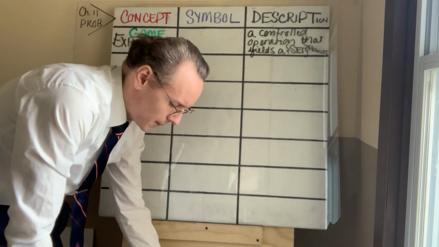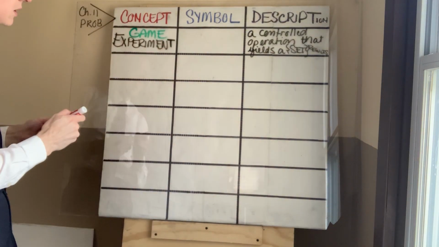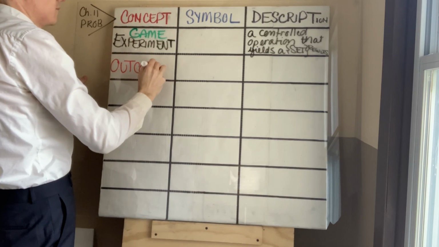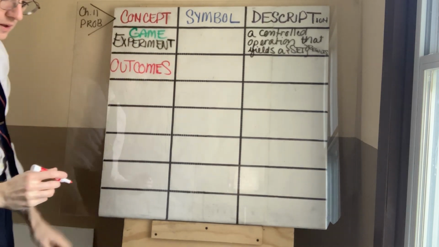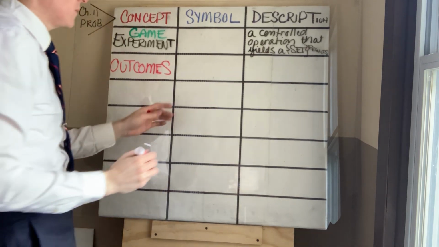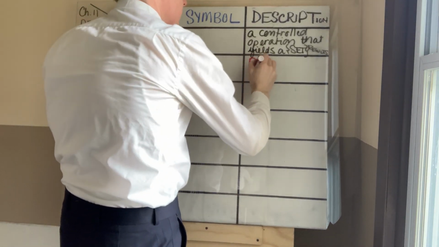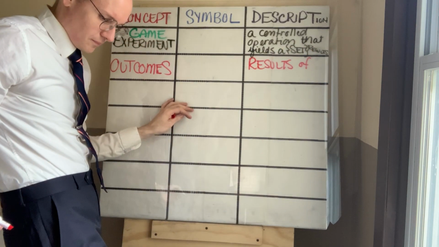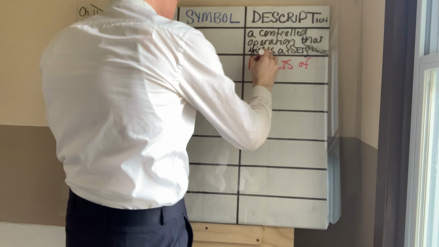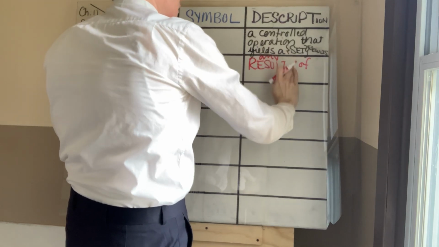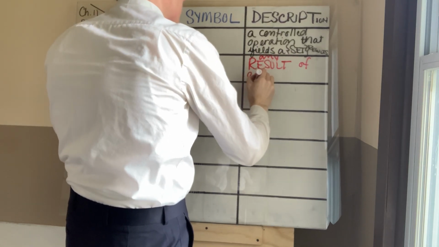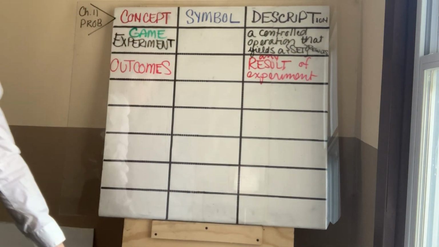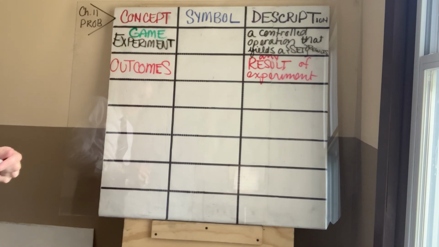Then there are outcomes. There's a term that gets used. Basically, the outcomes are the results of an experiment. Any result. Any result of a game is referred to as an outcome.